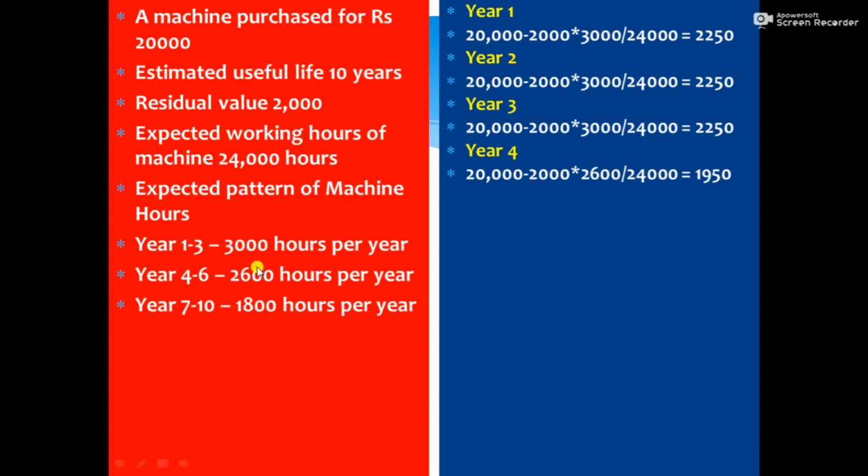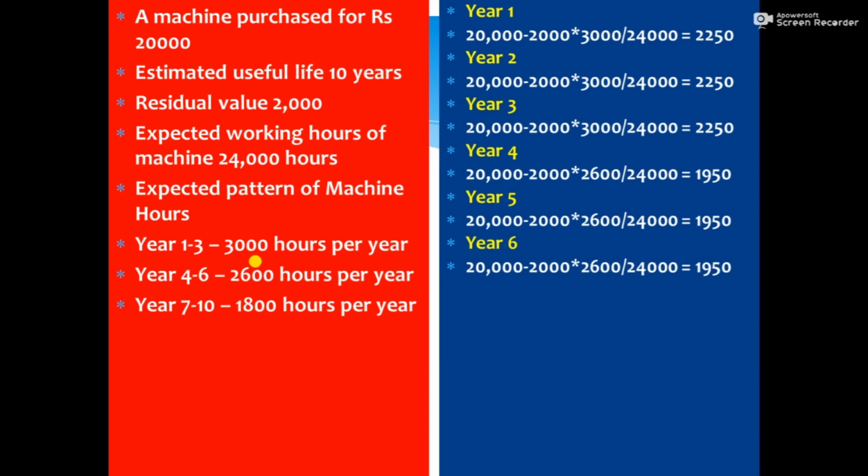And fifth year and sixth year also same amount, 1,950. Seventh year machine hours was 1,800 hours, and therefore depreciation is 18,000 into 1,800 divided by 24,000, that is rupees 1,350.